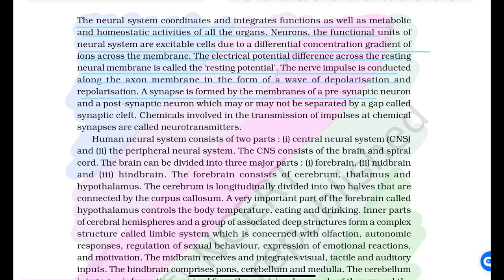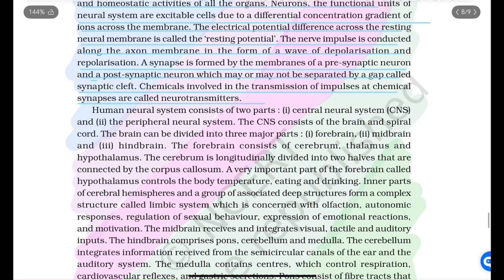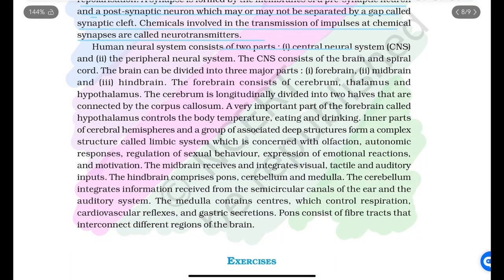Synapses are formed by the membranes of the presynaptic neuron and postsynaptic neuron, which may or may not be separated by a gap called the synaptic cleft. Chemicals involved in the transmission of impulses at a chemical synapse are called neurotransmitters. The human neural system consists of two parts: the central nervous system and the peripheral nervous system. The central nervous system consists of the spinal cord and brain. The brain can be divided into three major parts: forebrain, midbrain, and hindbrain.